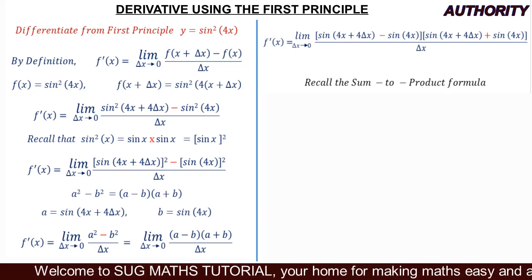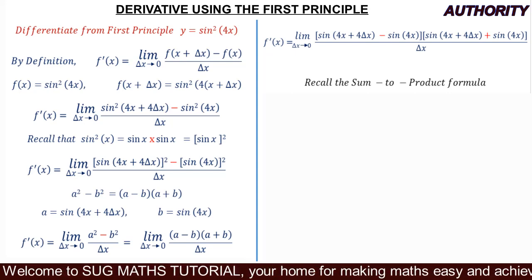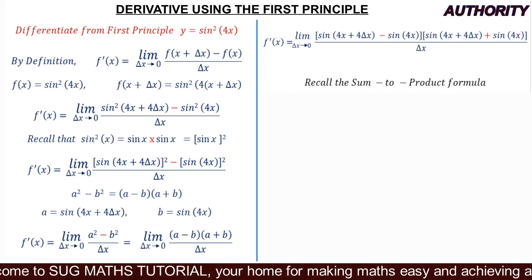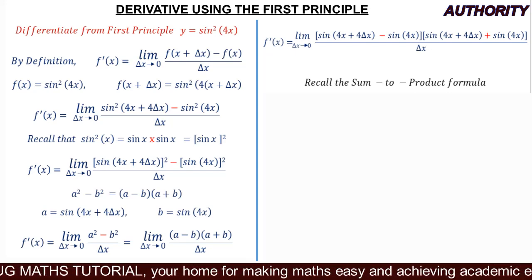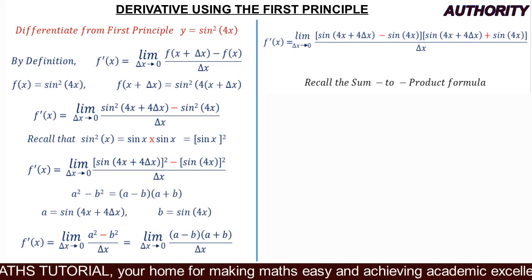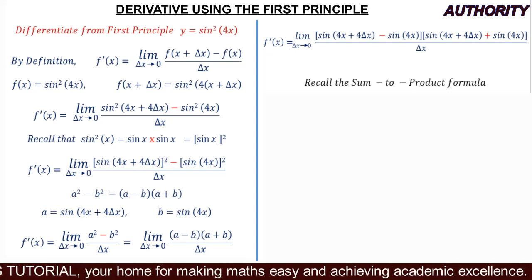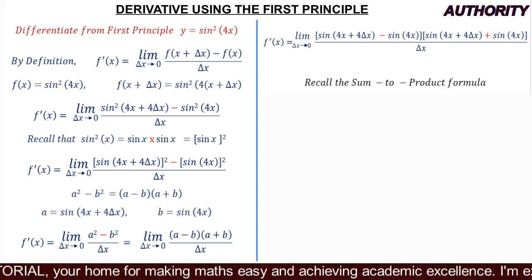One is addition and the other one is subtraction. So we want to turn this addition and subtraction to multiplication. How can we do it? Now, in trigonometry, there is a formula called the sum to product formula. What does it talk about?